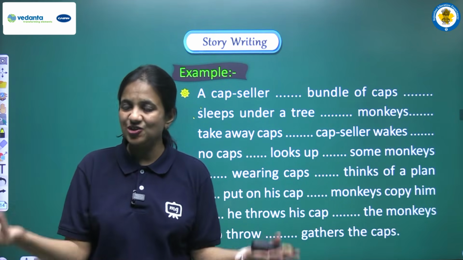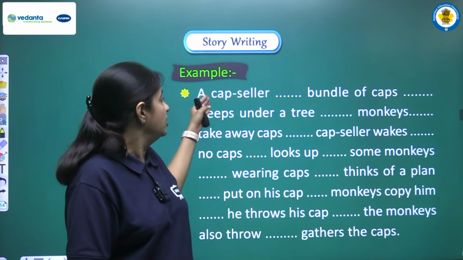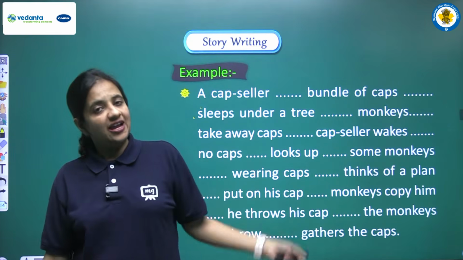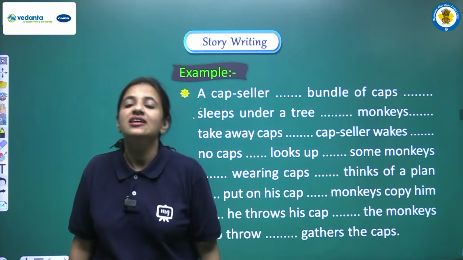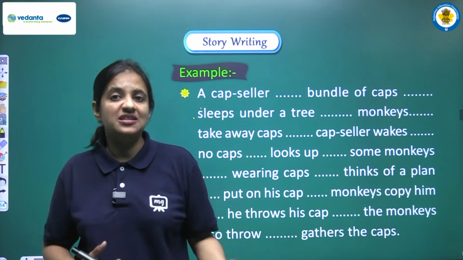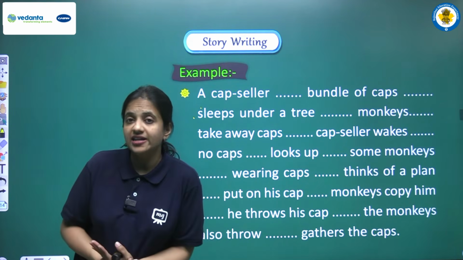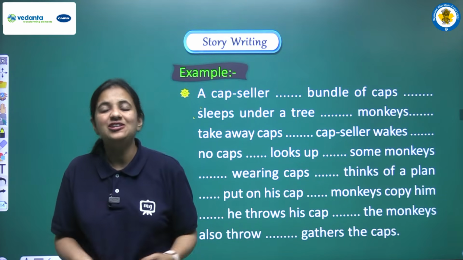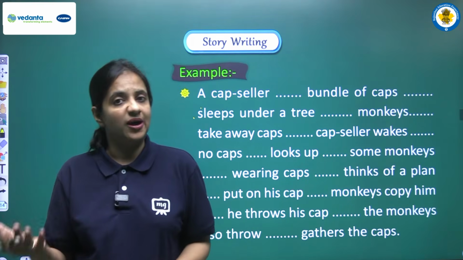Okay, so this is the story we can write in this manner. And the title we can give is "A Cap Seller and the Monkeys", right? This is a perfect title. And what is the moral, what is the lesson that you got after reading this story? The lesson is that wisdom is power. The cap seller was very clever, because he used his idea, his plan, his brain, and finally he was able to get his caps back. So the moral can be wisdom is power.